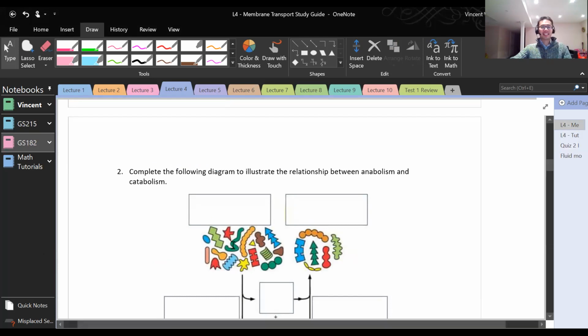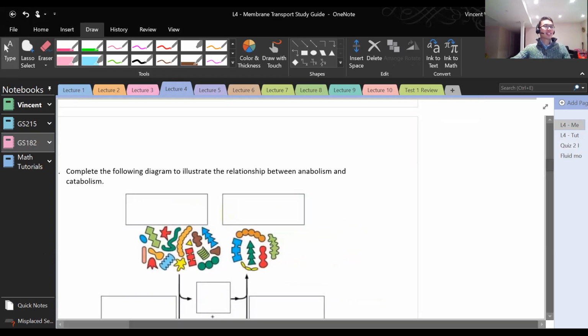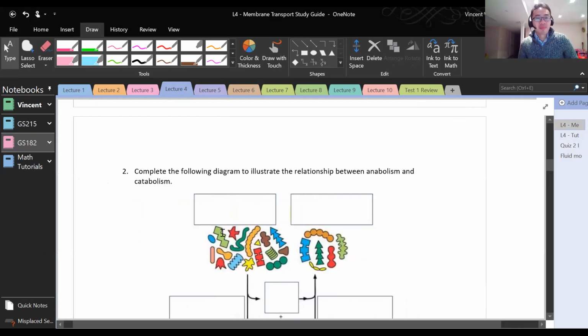Very good. Okay, next we have this thing over here. Complete the following diagram to illustrate the relationship between anabolism and catabolism.